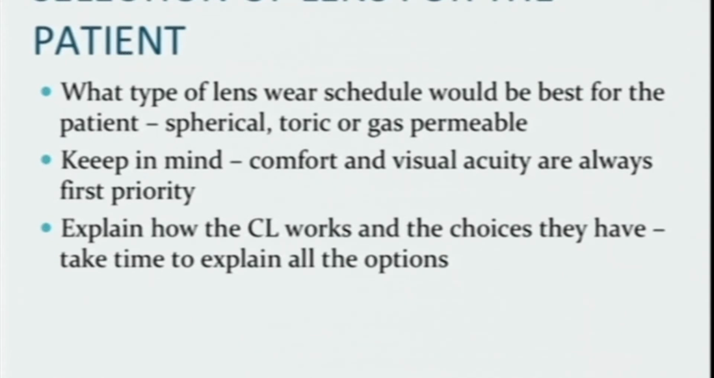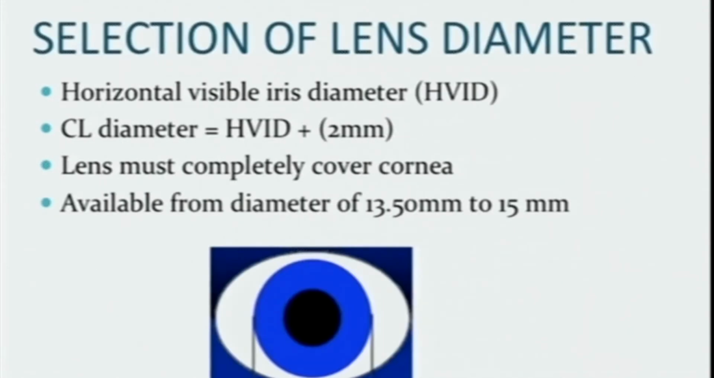It also depends on the refraction, whether a patient is going for only a spherical, a toric, or a gas permeable lens. Comfort and visual acuity are also the first priority. Selection of the lens diameter is by horizontal visible iris diameter, which is evaluated with the help of a transparent rule placed in front of the eye, and you can take a calculation directly. You will have to add 2 millimeters to the measurement which you have taken, so that the lens covers the complete cornea.